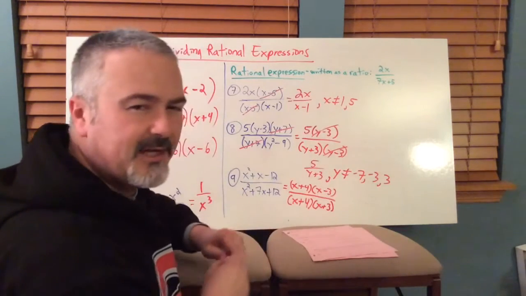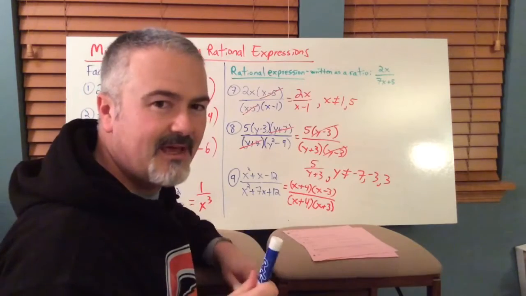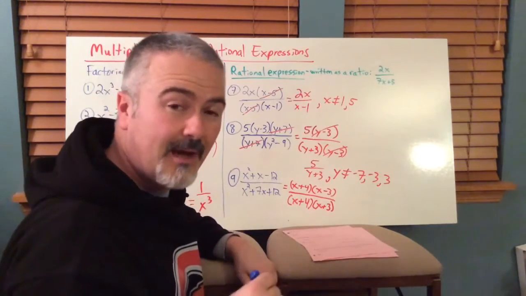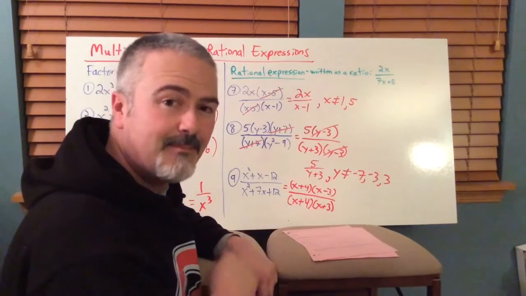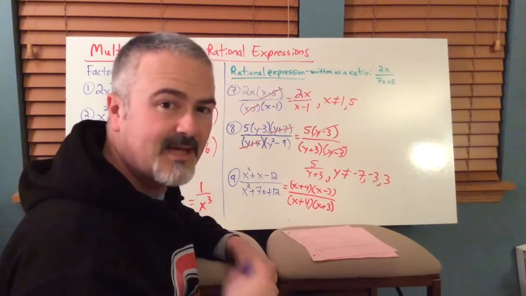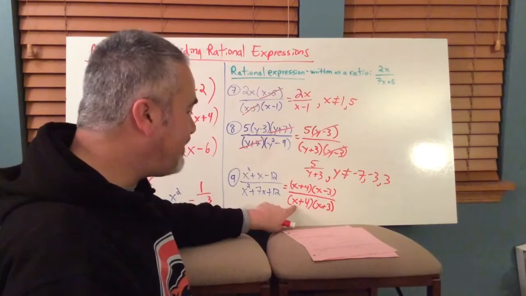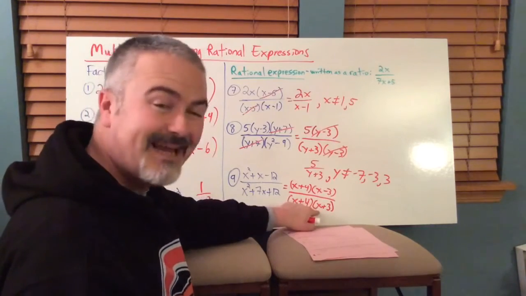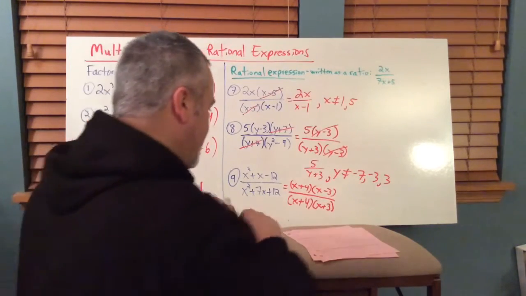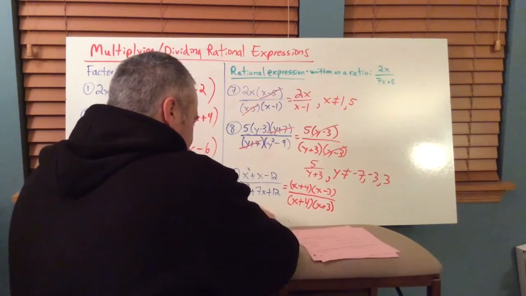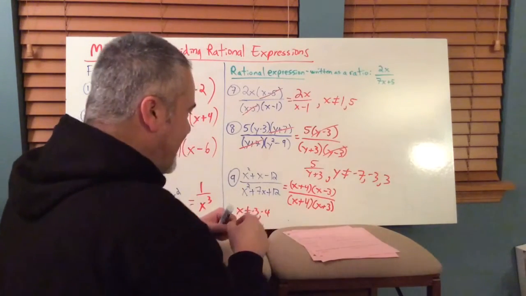Now this time I'm going to try it a little bit different. Instead of crossing out what they share in common, I'm actually going to say what x cannot be first and then go back and cross out later and see if that works for you too. Okay, x cannot be -4 and x cannot be -3. So x cannot equal -3 and -4, and then I can cancel out.